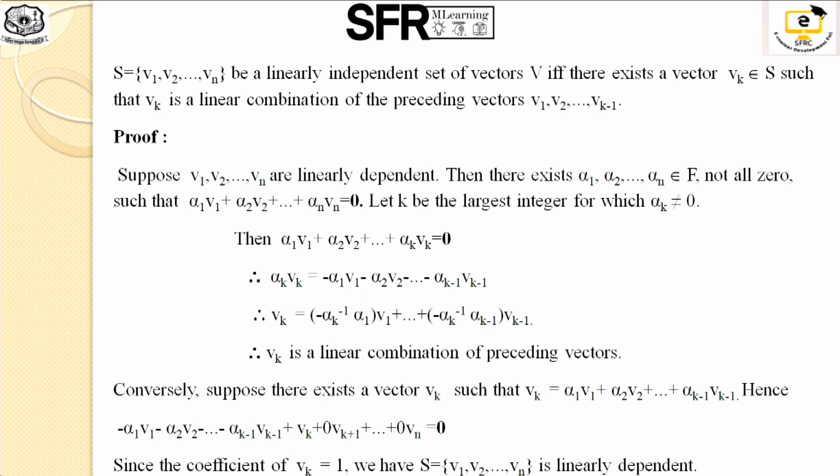In between, there exists a least positive integer k such that Vk, I am taking Vk. So alpha 1 V1 plus alpha 2 V2 plus and so on alpha k Vk, some of the vectors given, with k the least positive integer before n. So I am going to prove that Vk is a linear combination of the preceding vectors V1, V2 and so on Vk minus 1. So how will we prove this?